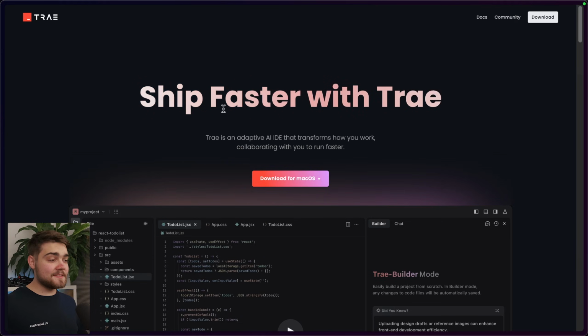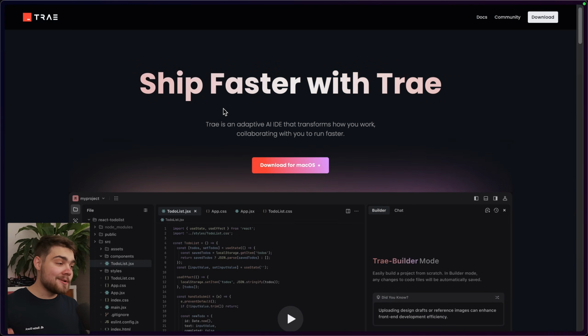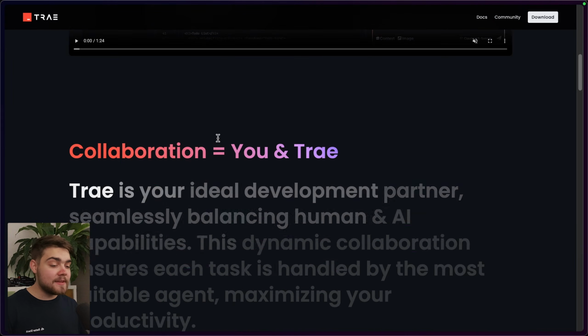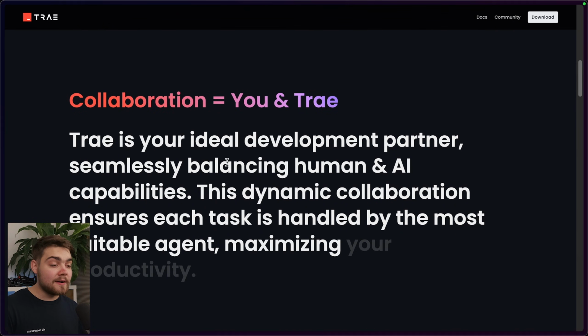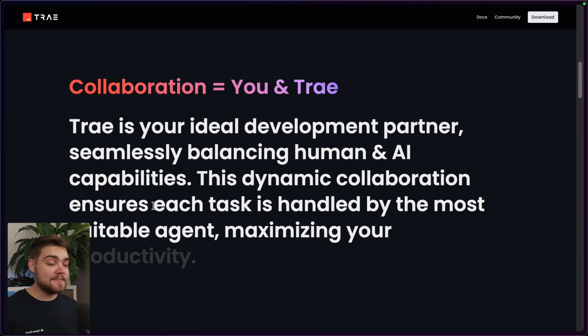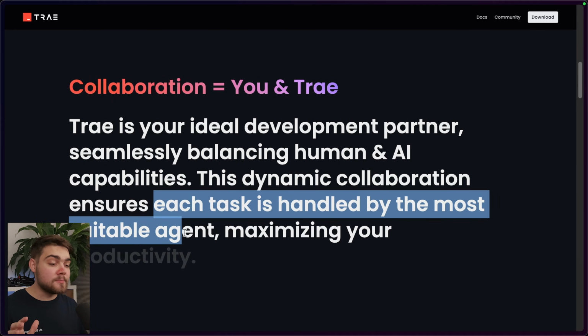There we go. This is our website then, Trae AI, where you can go ahead and download this for Mac OS now. As you can see, ship faster with Trae. We have a demo video, and then it says collaboration, just saying that we need to balance human and AI capabilities. I was interested in this line here that says each task is handled by the most suitable agent.